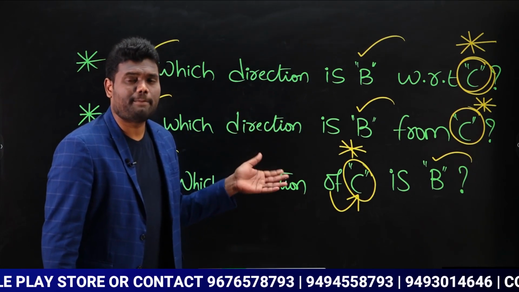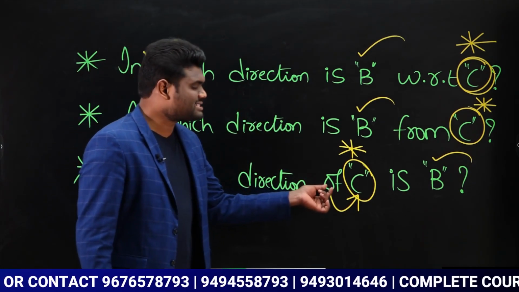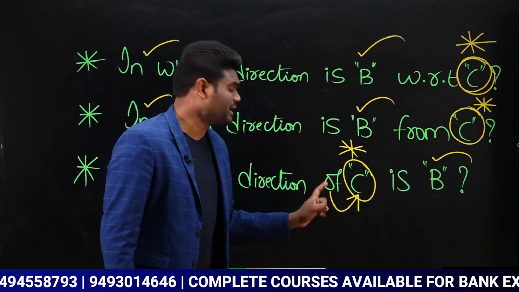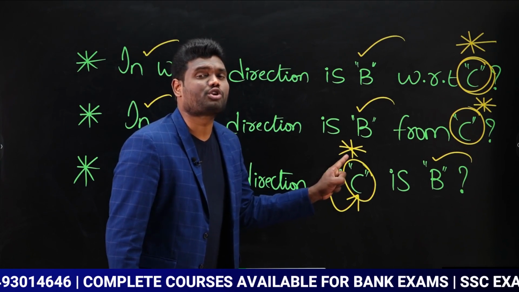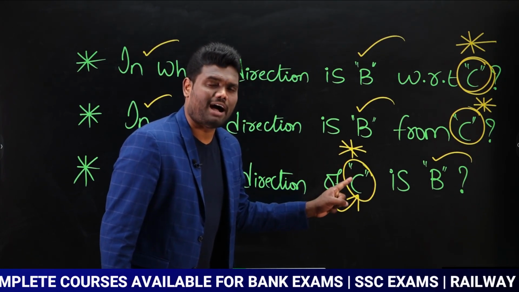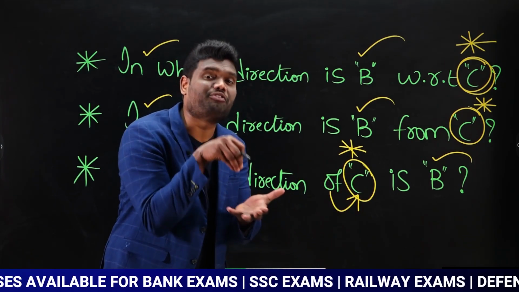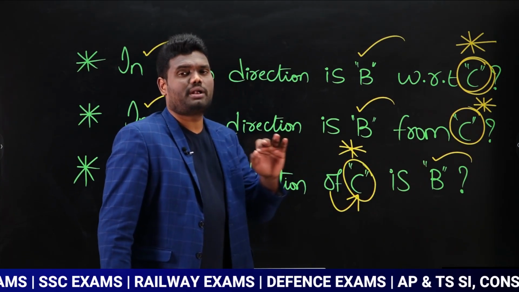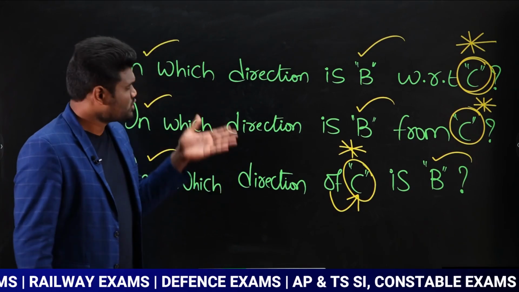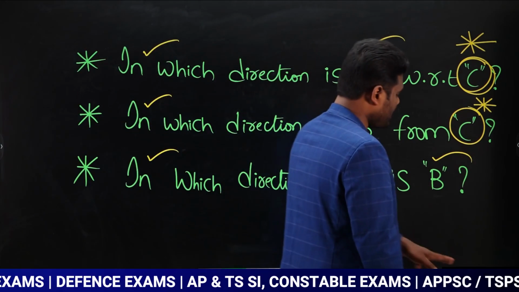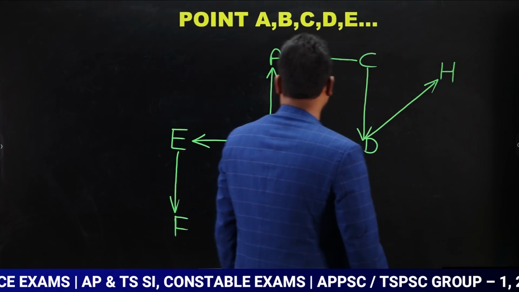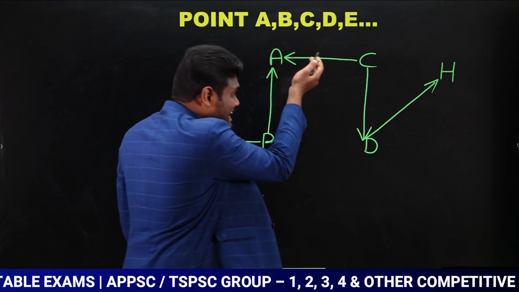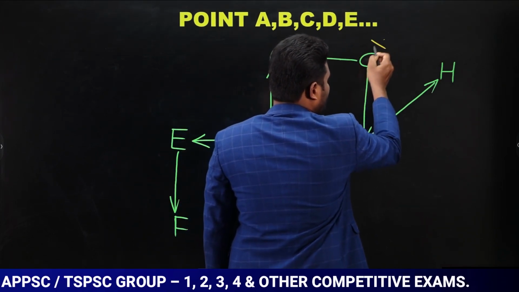Now all these three meanings are same. This statement is very important. Many of the students get confused here. That is the reason, simply remember whatever is going to come after "of" is going to be your reference. So with respect to C, if you observe, B is going to be in which direction? Is it clear? So this terminology is going to be very, very important. Now let us look at this. Now my question is, in which direction is B with respect to C? Yes or no?